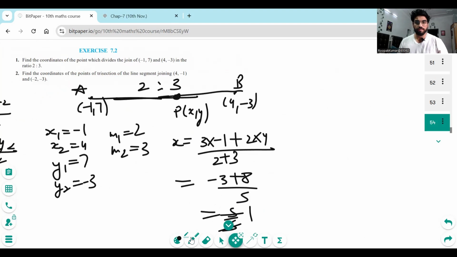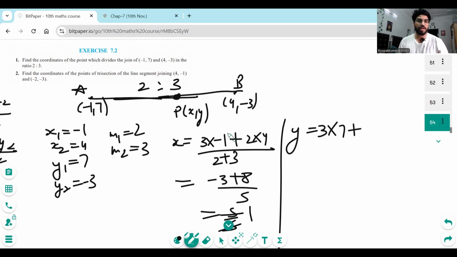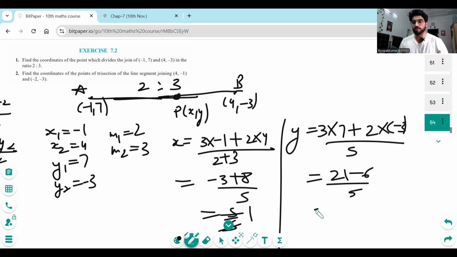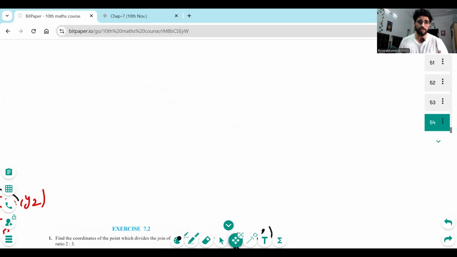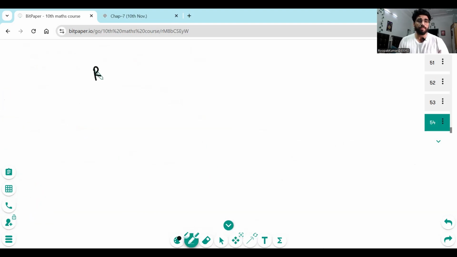Let's go for the y. This is the x coordinate. Y is m2 y1 plus m1 y2, remember, 3 into 7 plus 2 into -3. And below again there is 2 plus 3, so it's 5. 21 minus 6 by 5, which is 15 by 5, and we got 3. So these are the coordinates. 1, 3 are the coordinates of P, and that is the answer. I hope you understood.